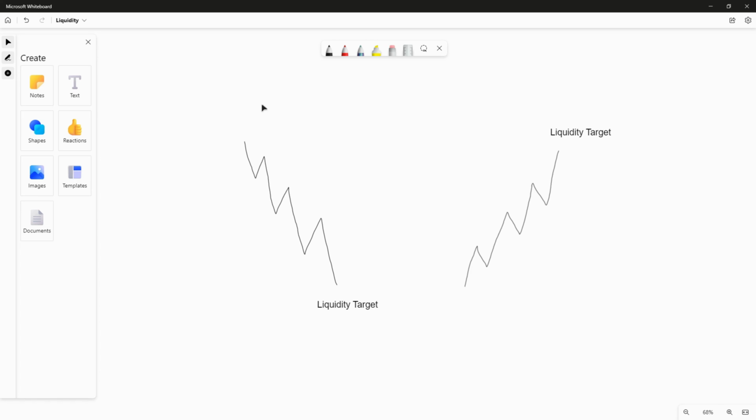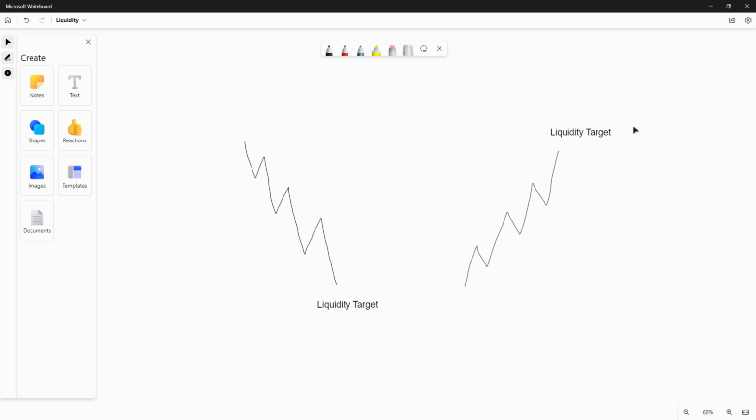The only reason price is moving like this is to achieve what's known as a liquidity target. This can be in the form of a higher time frame imbalance. It could be an order block. It could be below a previous low. All that matters is that there is a reason price wants to move here. And as it does so, it leaves behind this footprint of efficient price action on its way there. We refer to this as structure.